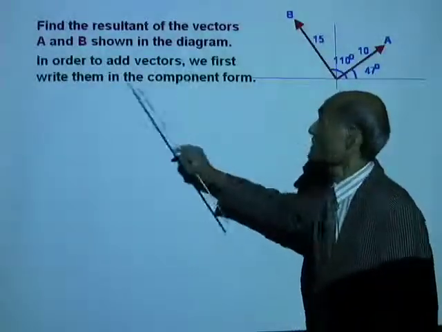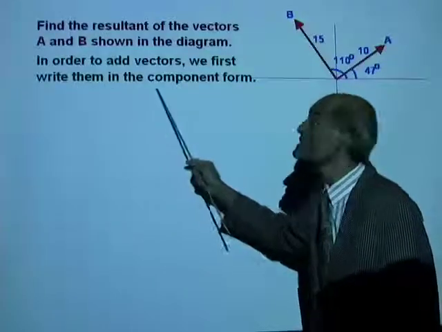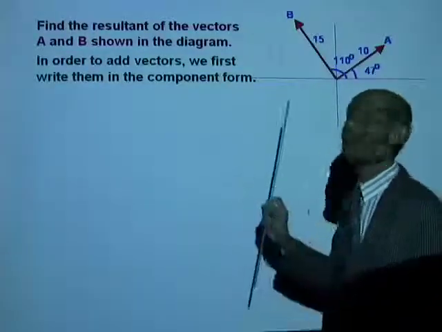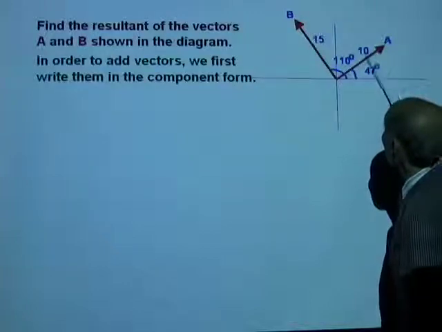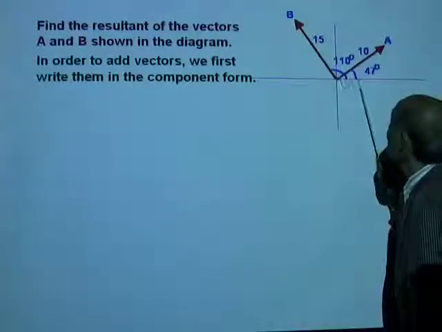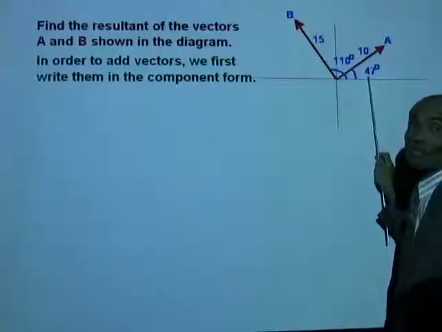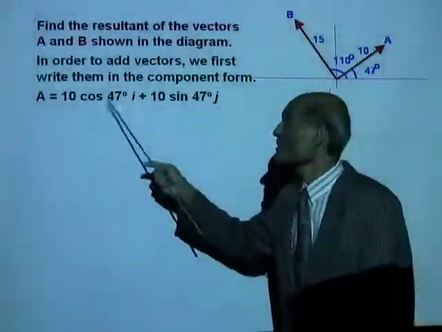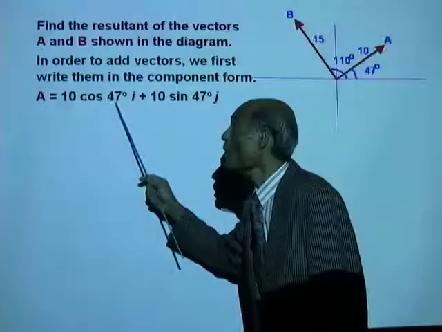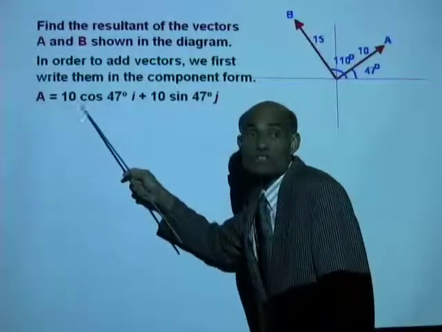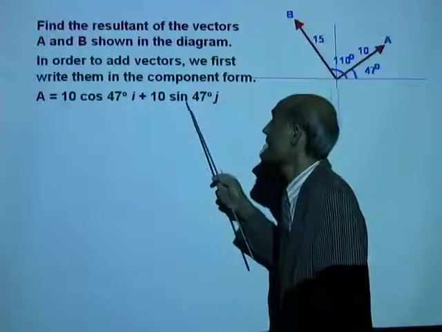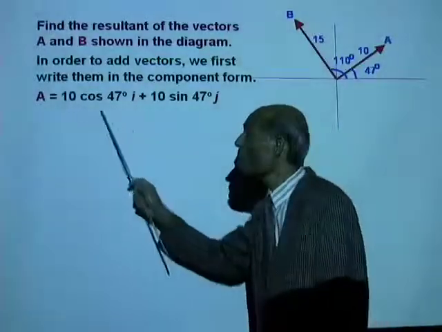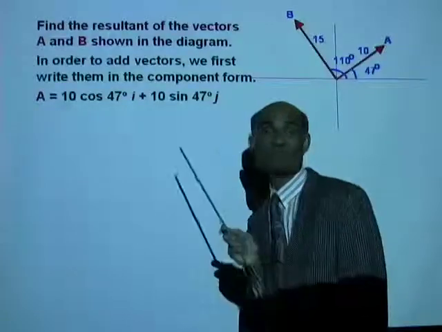In order to add vectors, we first write each of these vectors in the component form. And how do we write vector A in the component form? Well, vector A has a magnitude 10. That means its x component will be 10 cos 47 and its y component will be 10 sine 47. Look at this. A is 10 cos 47 i, this is the x component, plus 10 sine 47 degrees j. Any vector can be broken into x component and y component like this.